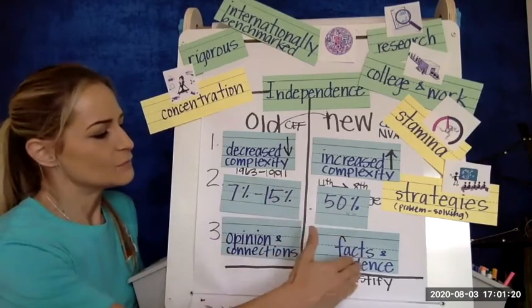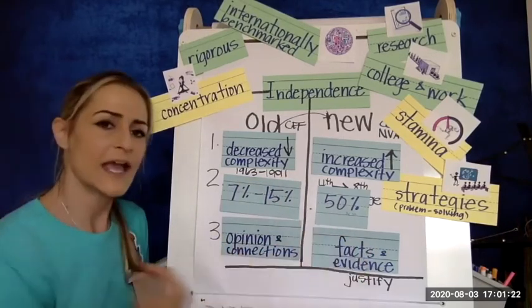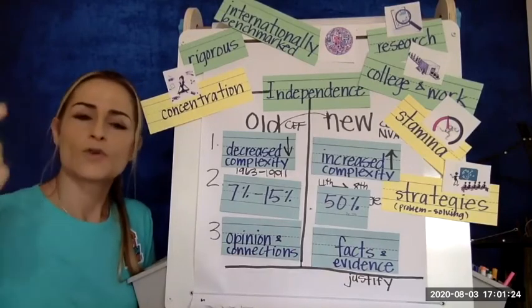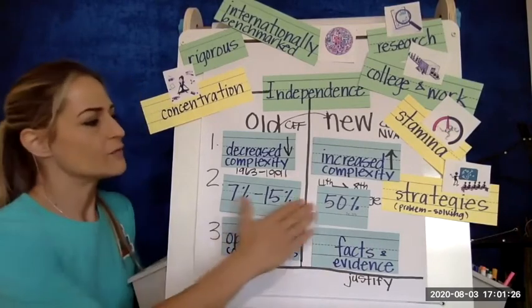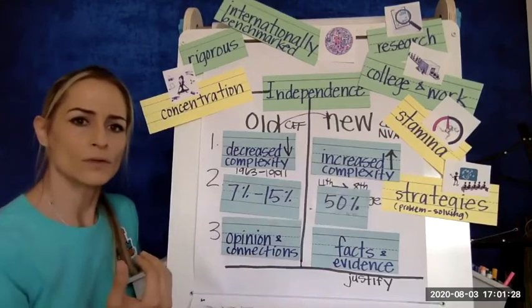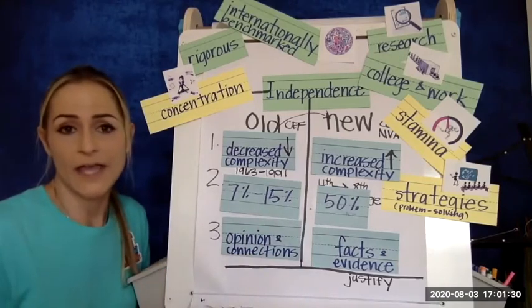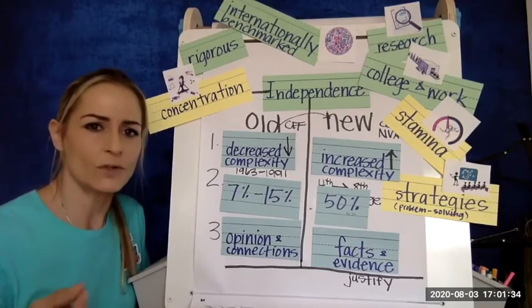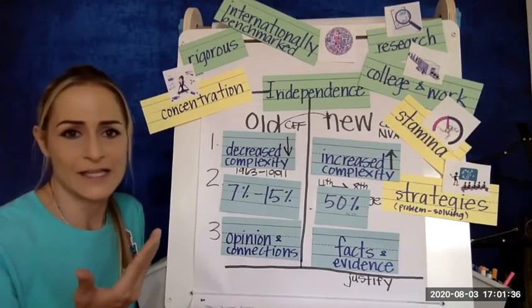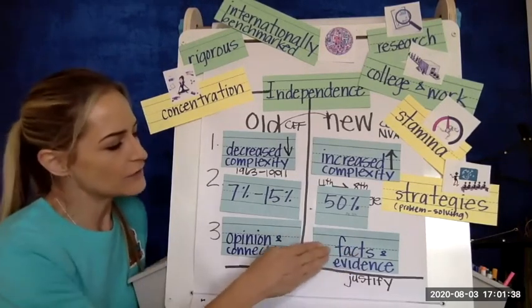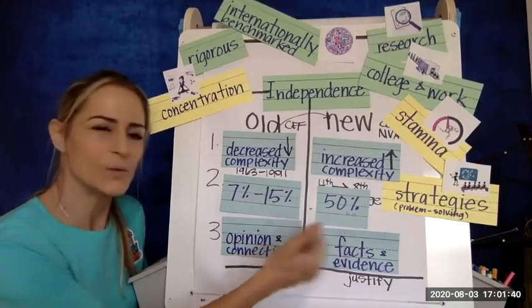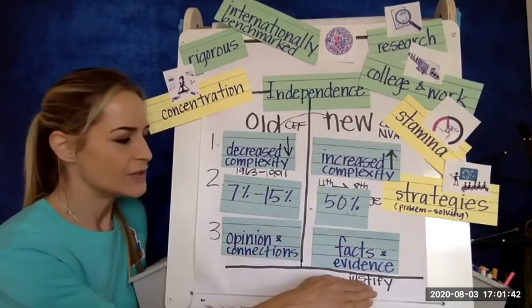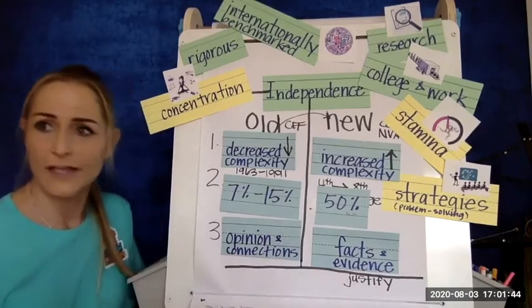And so really this facts and evidence is getting our students to be more critical thinkers of what it is they're being told. And that's a great skill to have, because we don't want our kids believing everything that they're told. We want to create independent thinkers, and we want them looking for the facts and the evidence in what they're being told and whether or not it can be justified.